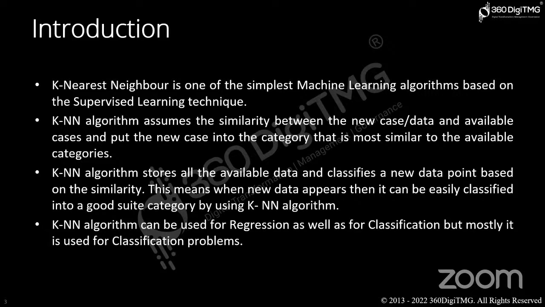Suppose after calculating the distances, you find that on the right side there are fewer data points. On the right side only 2 data points belong to the particular new data point, and on the left side there will be 3. Based on the maximum number, we can decide that the new data point belongs to the left side category. In this way it will work.